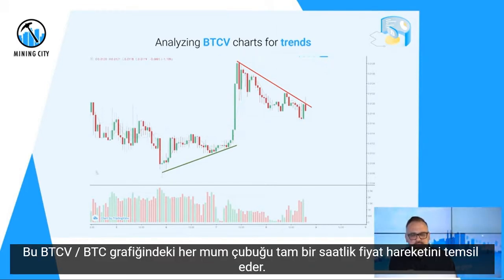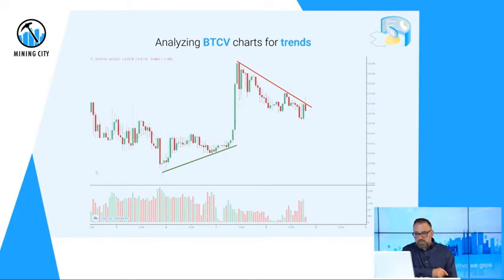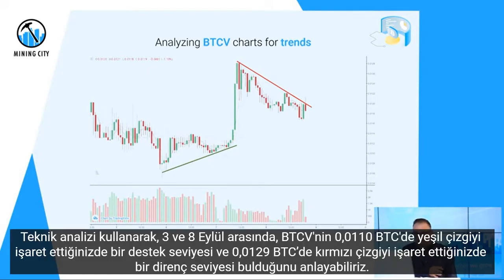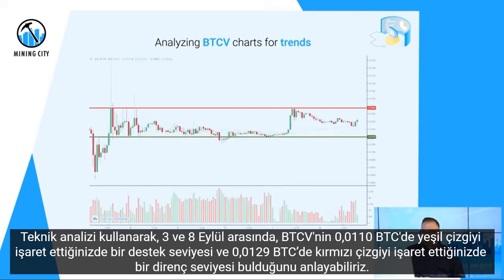Each candlestick in this Bitcoin Vault and BTC chart represents again a full hour of price movement. Using technical analysis, we can understand that between the 3rd and 8th of September, Bitcoin Vault found a support level at 0.011 bitcoins. This is the green line over here, and a resistance level at 0.0129 bitcoins. This is the red line here.